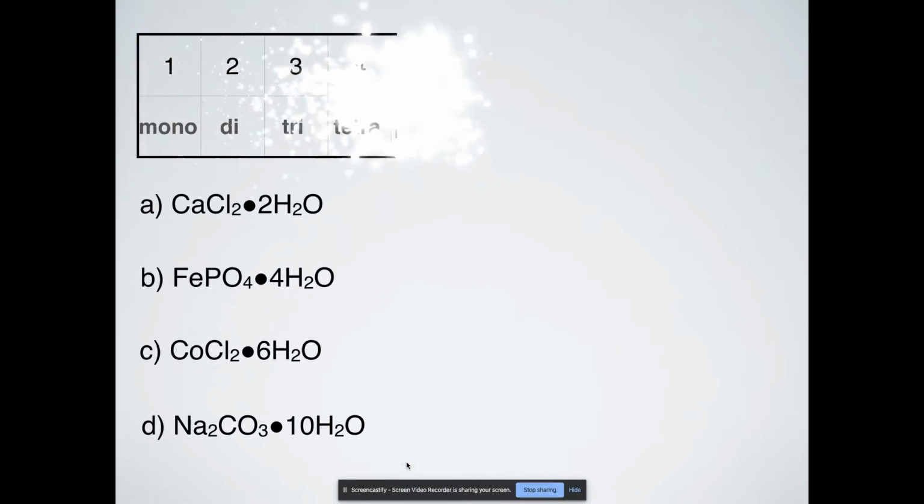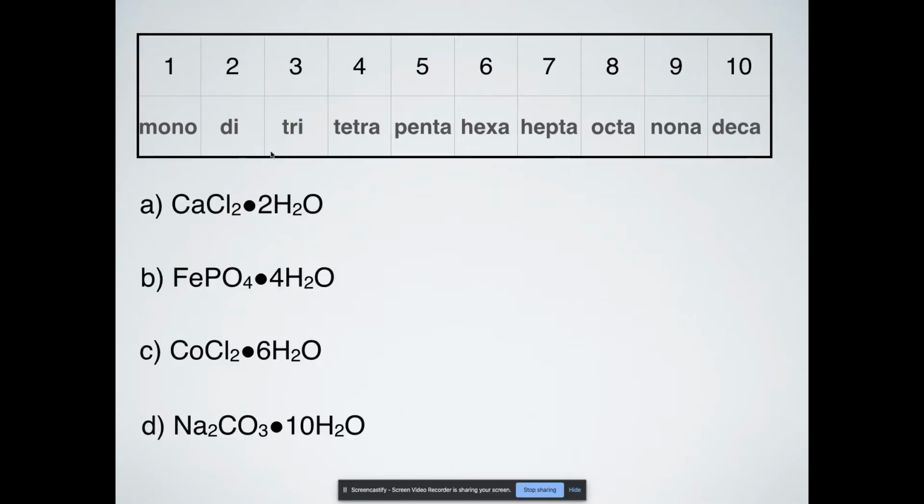All right, now just a reminder, here are all of the prefixes. Now let's actually go through and name these. So I have CaCl2. We know Ca is calcium, we know Cl is chloride, and then I have to add this hydrate part. I have 2, that's di, so this would be dihydrate. So calcium chloride dihydrate.